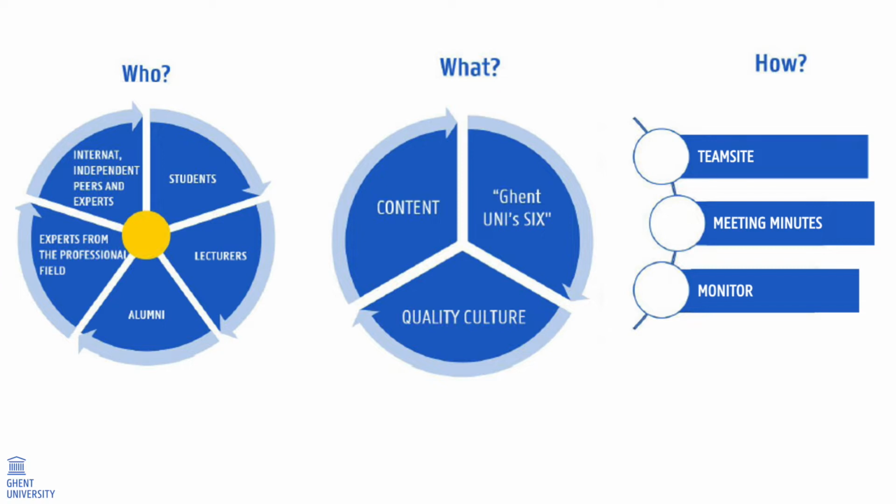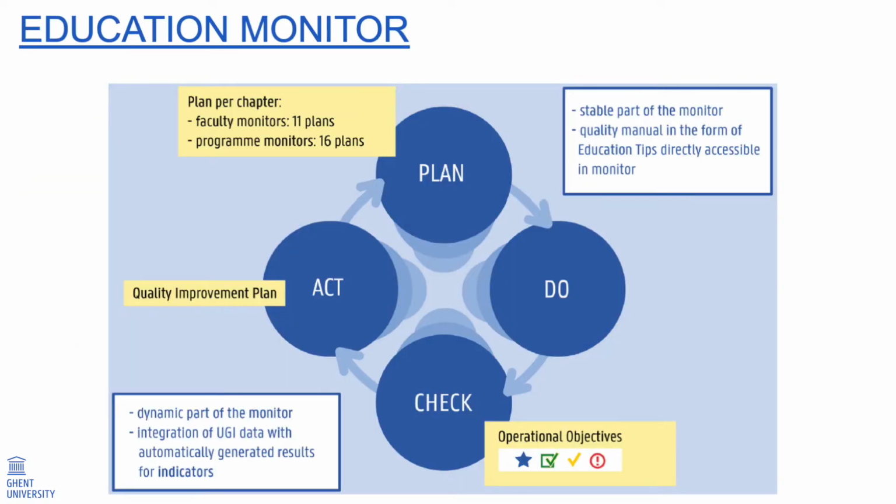The education monitor that every program, faculty, and university has is the engine of our quality culture. In this monitor, we run through the PDCA cycle for every level, for every section we just mentioned. The overall education policy plans are integrated in the plan. And in line with their vision and policy, we set up actions to implement the policy plans. This is the do phase. This part of the monitor is relatively stable.